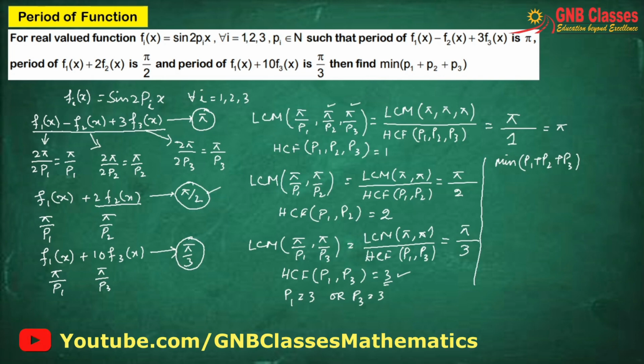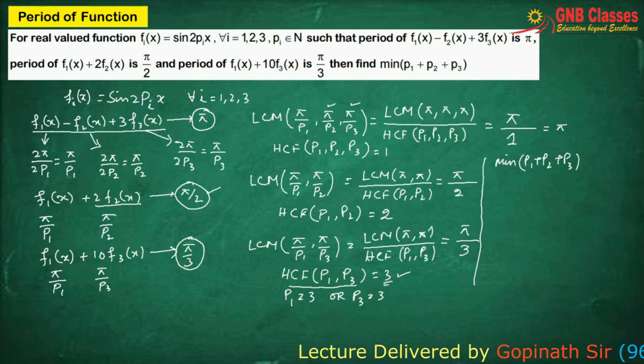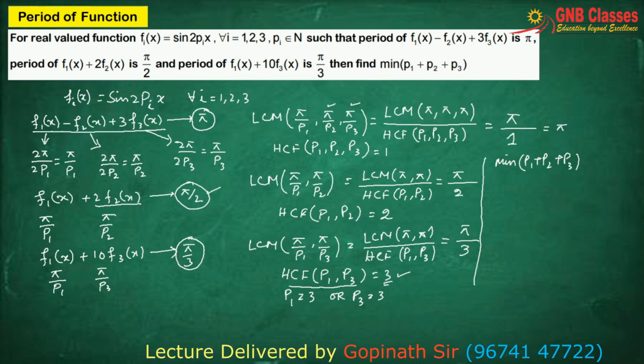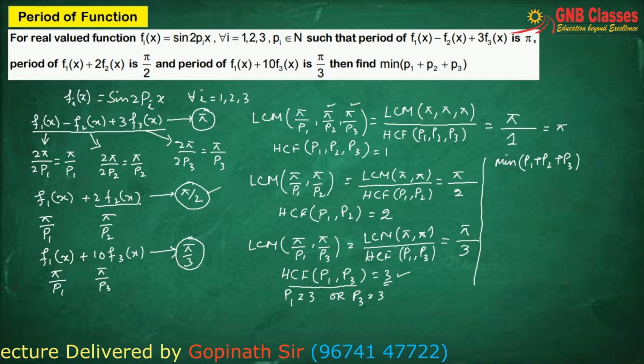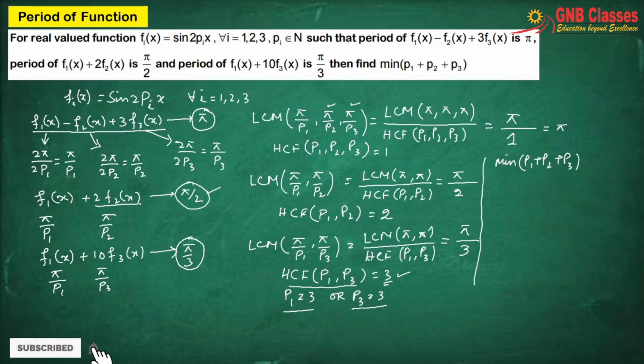But we are in search of the minimum value of p1 and p3. Thus we choose that at least one value of p1 and p3 must be 3. Yes or no? If p1 is 3, p3 can be multiples of 3. But if p3 is 3, then p1 will be a multiple of 3. Then only you will get the HCF of p1 and p3 as 3. Yes or no? Now, the question comes, which value will we take? Will we take p1 as 3 or p3 as 3?